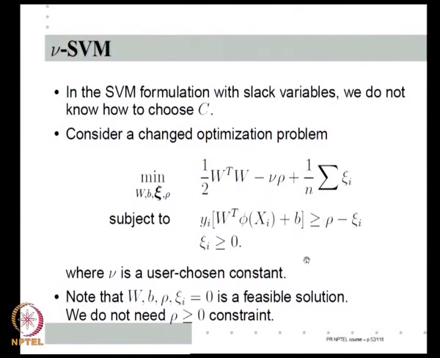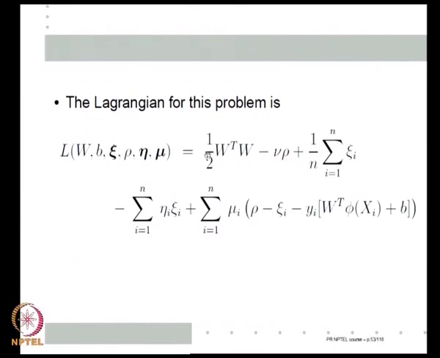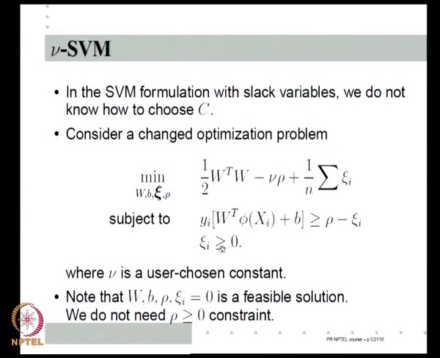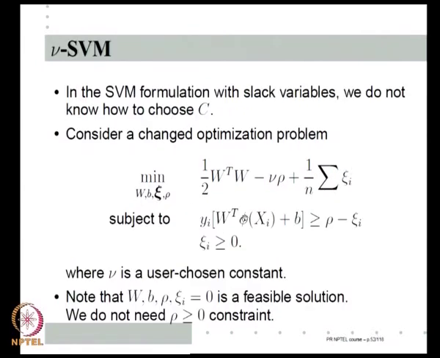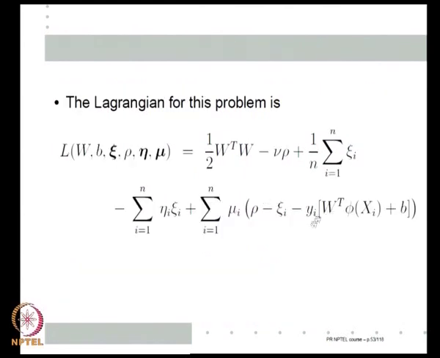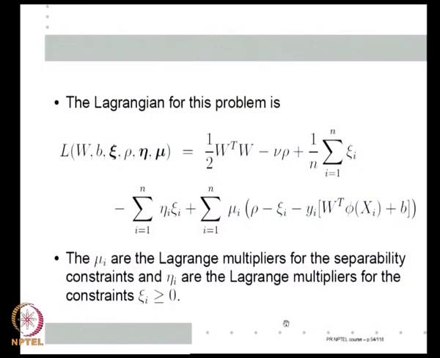Okay. So, with all this, this will be my Lagrangian. This is the objective function, W transpose W minus rho nu plus 1 by n summation J I, minus summation eta I J I for this constraint, minus J I less than or equal to 0, where eta I are the corresponding Lagrange variables, and this is for this constraint, summation mu I times rho minus J I minus y I W transpose phi x I plus b. This is my Lagrangian, right. So, mu I are the Lagrange multipliers for the separability constraints, and eta I the Lagrange multipliers for the constraint J I greater than or equal to 0. Okay.